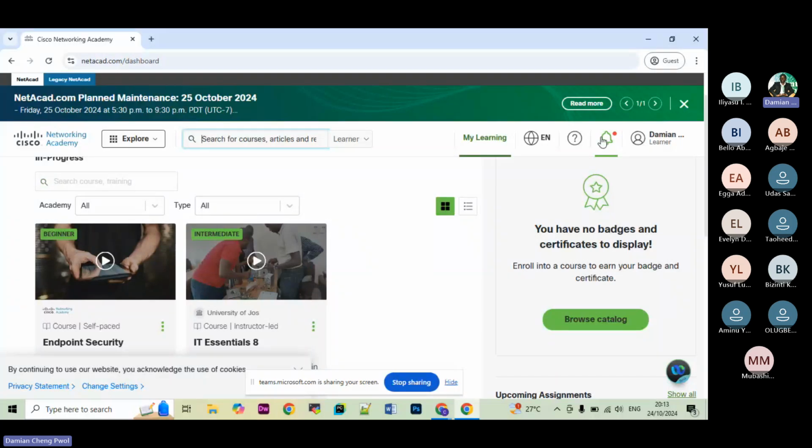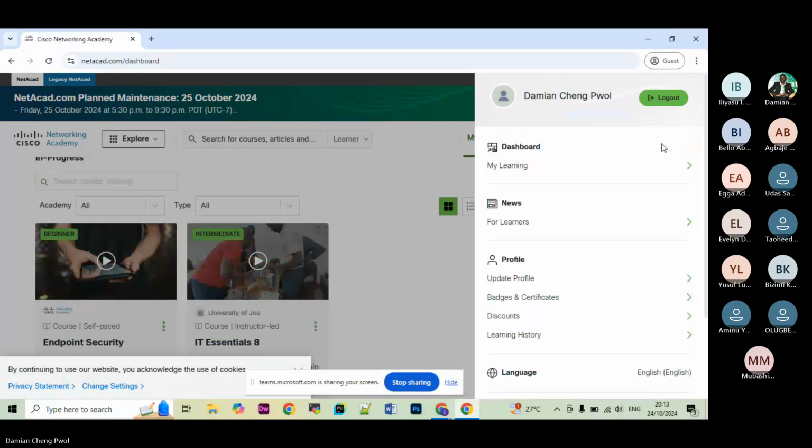This place is a symbol of a notification. If there are messages for you, you can look at it by clicking. Then the most important part that I want you to take note of is this area where you see my name, Damien. Underneath, you have learner. It means I'm a student in this class. So there's a lot you can get from here. If you click, you have this where you can easily log out.